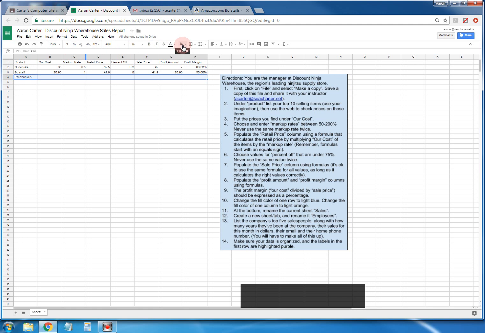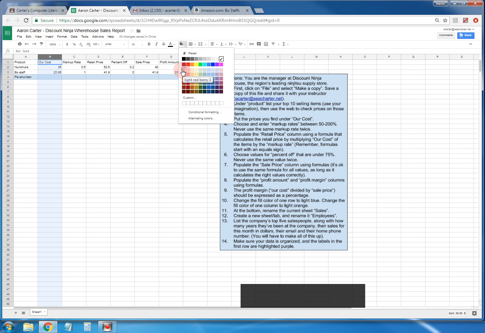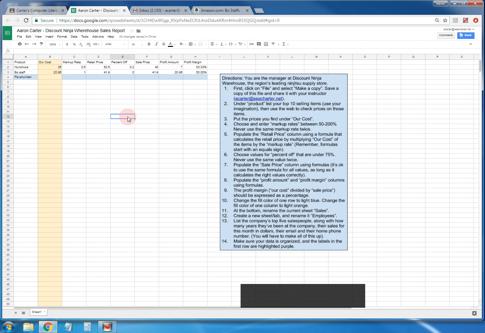Or you can go to Fill Color and choose light blue, and then this row will be light blue. You can also come up here and click, and it'll highlight a whole column, and you can highlight that some kind of color. Now I'm going to choose yellow, but make sure you choose orange when you're doing this yourself, because that's what it says to do in the instructions.